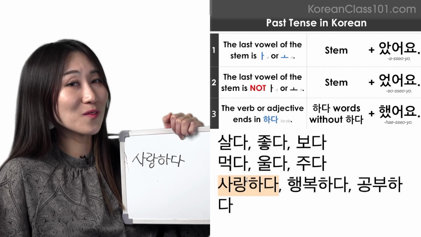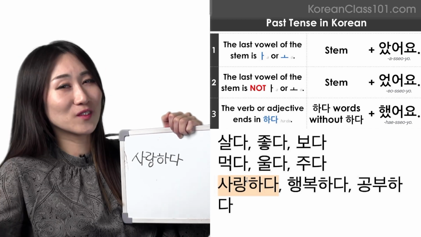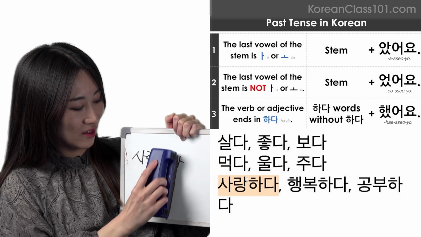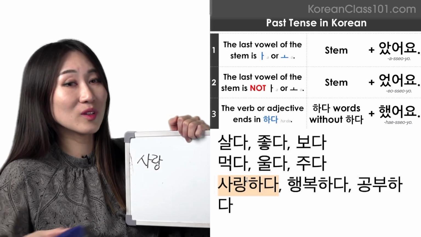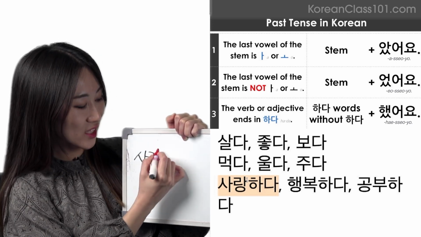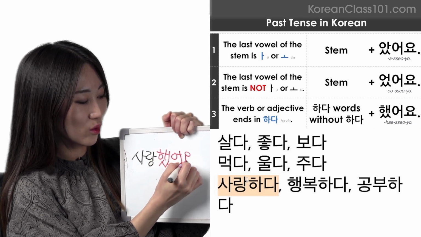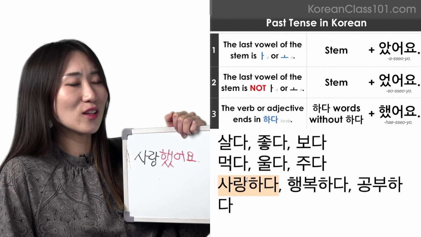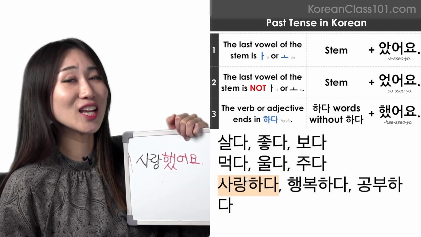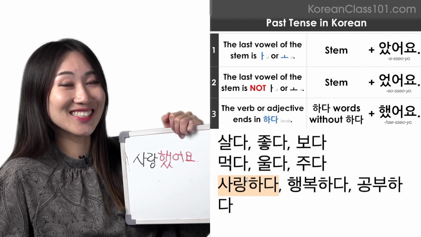사랑하다, to love. Now I want to say I loved. 하다 is simple. Just replace 하다 with 했어요. I loved. 사랑했어요. Or they loved. They loved me so much, but not anymore. 사랑했어요. I loved.